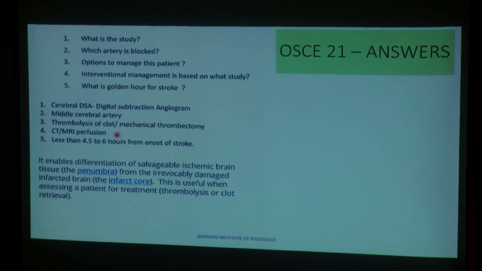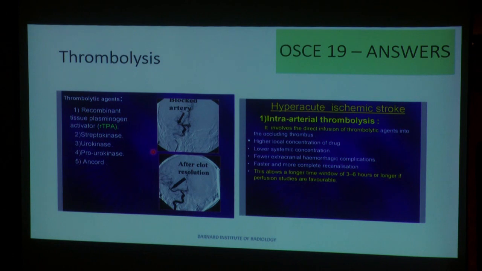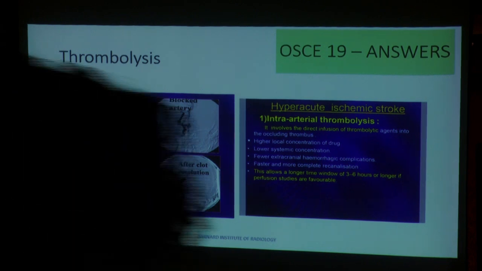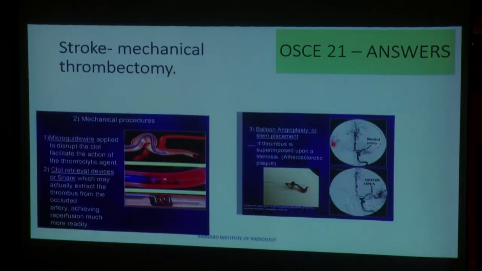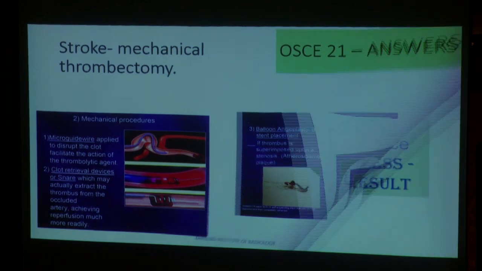The CT MRI perfusion study will show the penumbra, and only if it is present can you do a thrombolysis or a mechanical thrombectomy. And within 4 to 5 hours, up to 6 hours from the start of stroke is the golden period when you can treat these patients. The thrombolytic agents can be delivered intra-arterially by placing a catheter. It could be streptokinase, urokinase, or usually nowadays tissue plasminogen activator. It is used in hyperacute stroke. You can also do a mechanical thrombectomy where the catheter goes into the thrombus, and the thrombus is aspirated and brought out, and you can restore the blood flow.